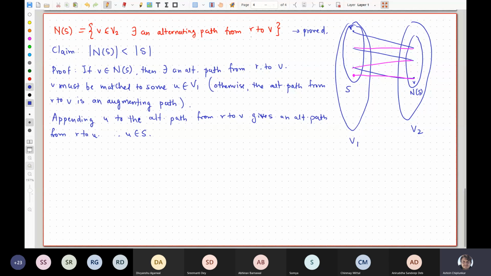Right, so therefore U is in S. So what are we saying? Everybody in NS has a partner and their partner is in S. I'm not saying that every neighbor of V is in S. You could potentially have lots of neighbors of V which are not in S. Why? Because obviously these are not the matching edges. The neighbor of every vertex in S is in NS by definition, and the partner of every vertex in NS is in S. Okay, understand the difference between neighbor and partner.